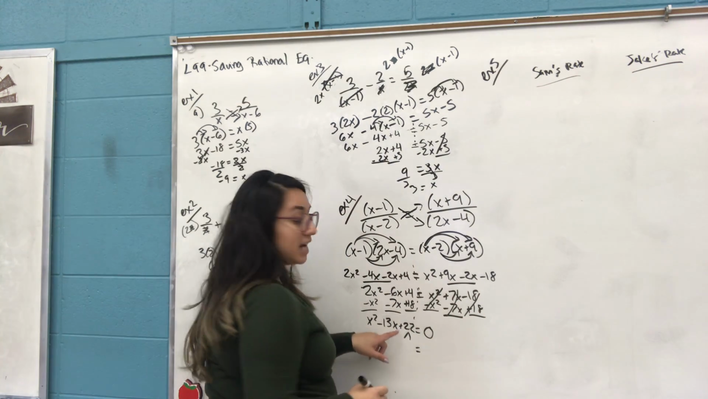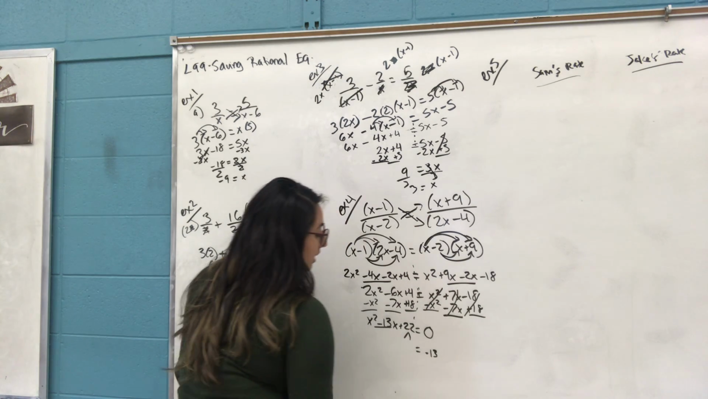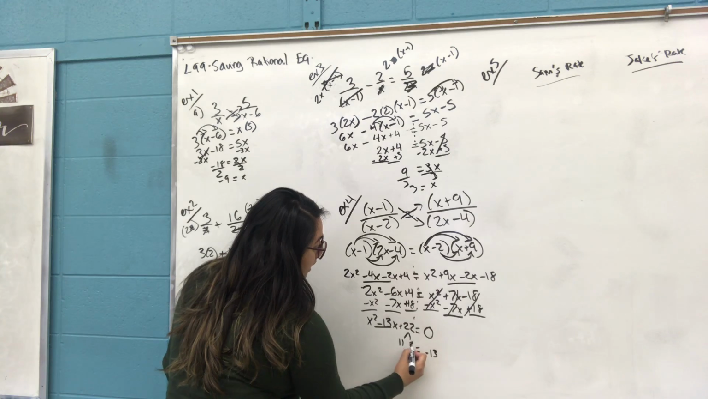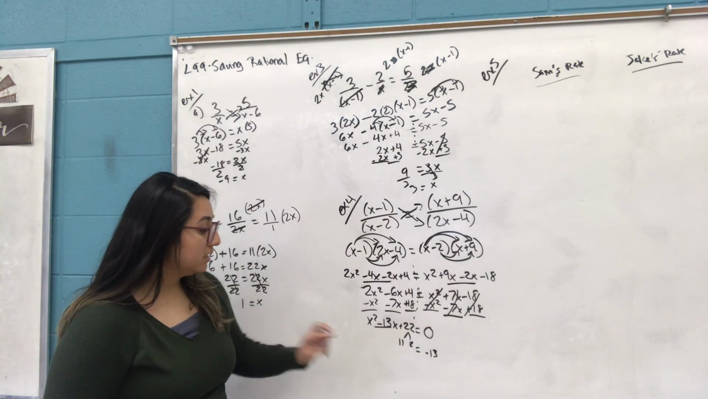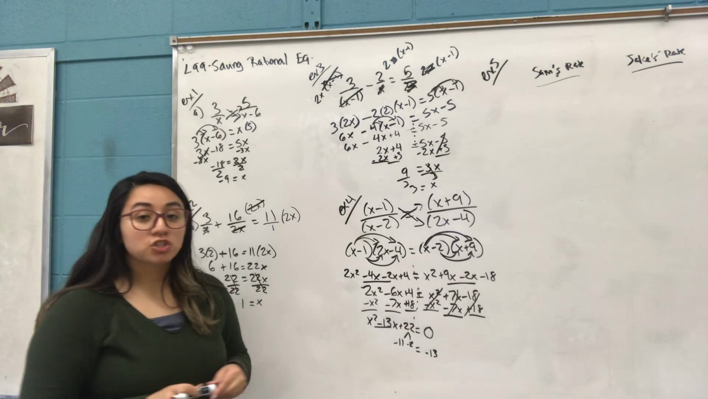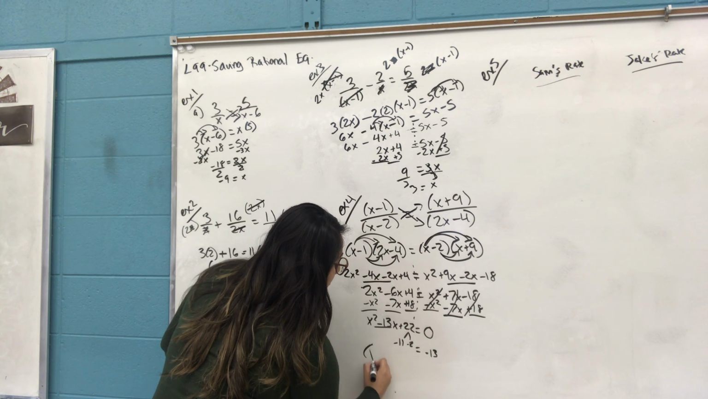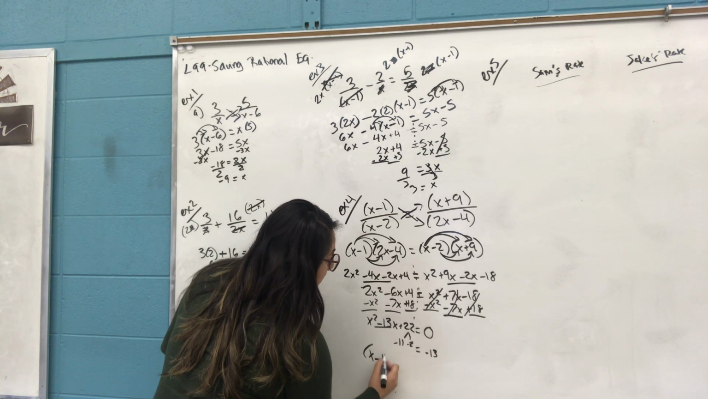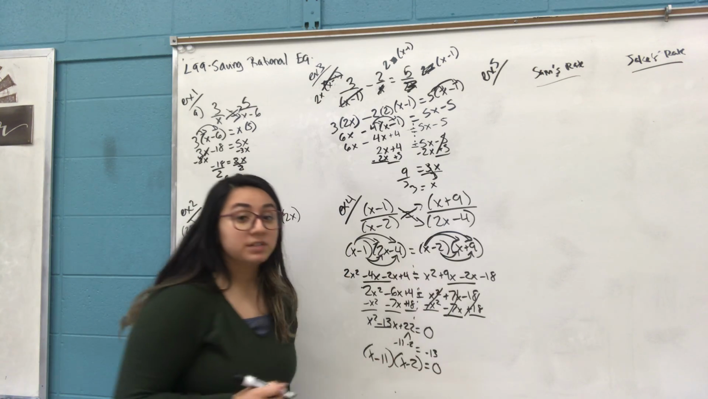So factors of positive 22 that equal negative 13. That would be 11 and 2. So 22, either both are positive or both are negative. In this case, it's negative. Looks like negative 11 minus 2 gives you negative 13. So that means your two factors, your parentheses, x minus 11 times x minus 2 equal 0.